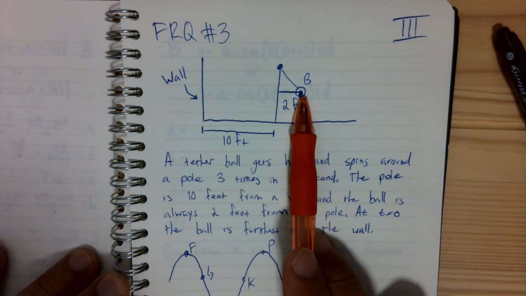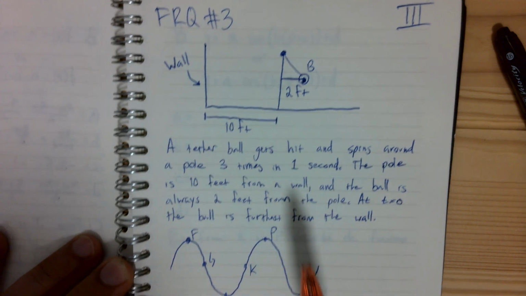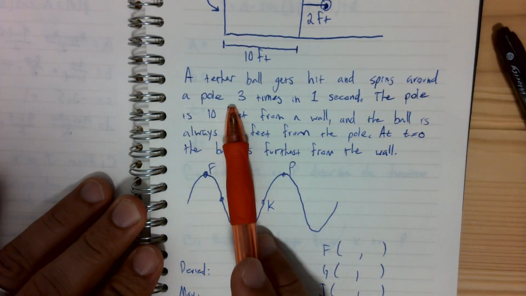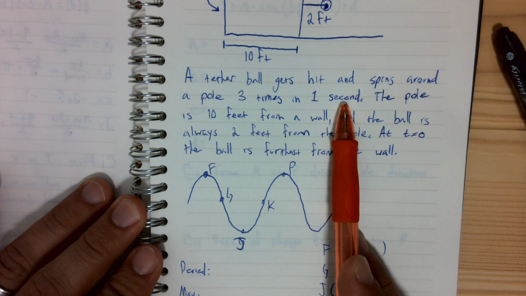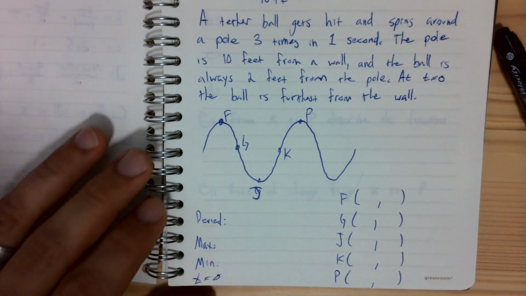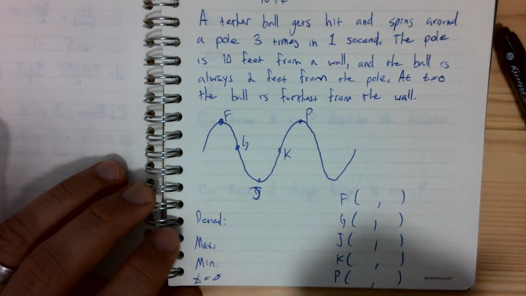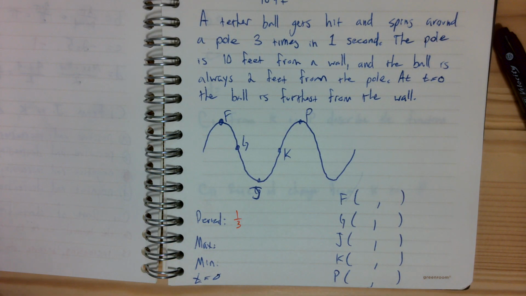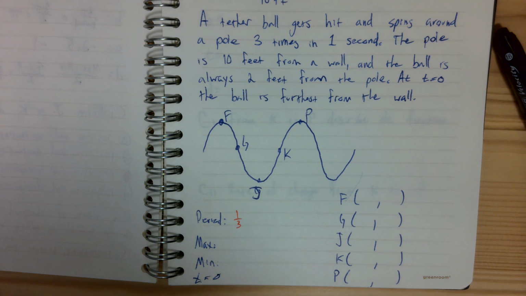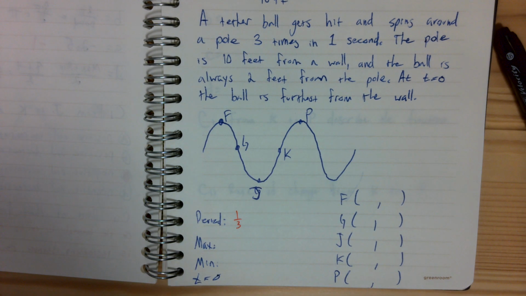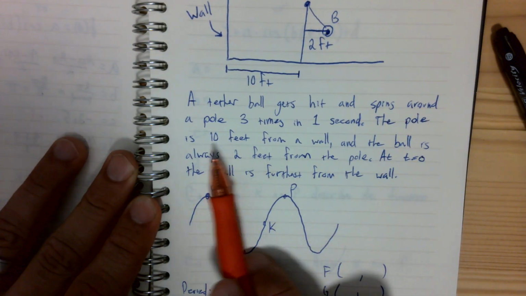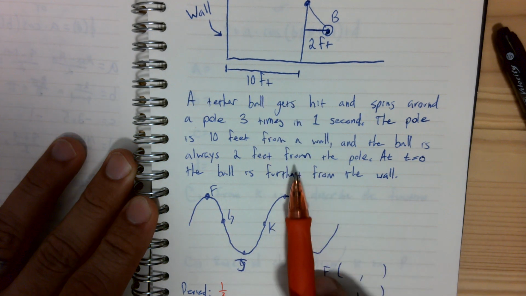This time we're looking at a ball's distance from a wall in this question. So a tetherball gets hit and spins around the pole 3 times in 1 second. Here we see our period. It's going to happen 3 times in 1 second, so this is going to be 1/3 as the period of our function, which makes this question sometimes a little bit tougher, but don't worry, fractions are not supposed to be too hard.